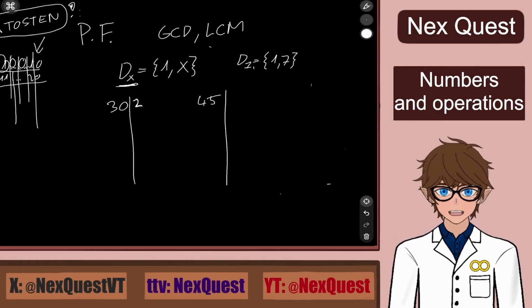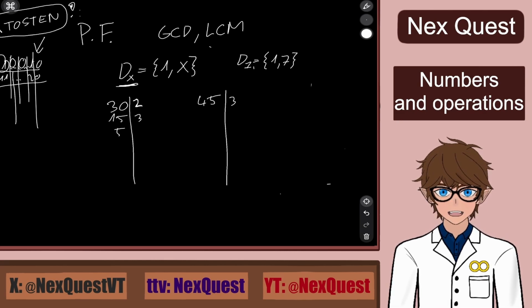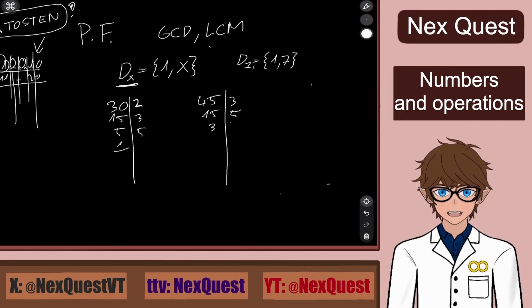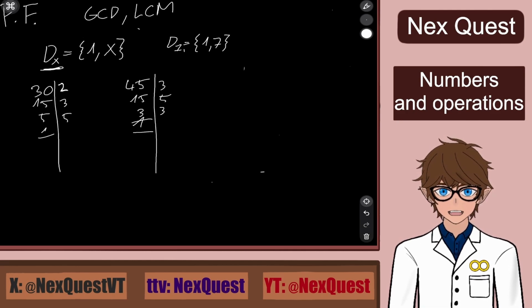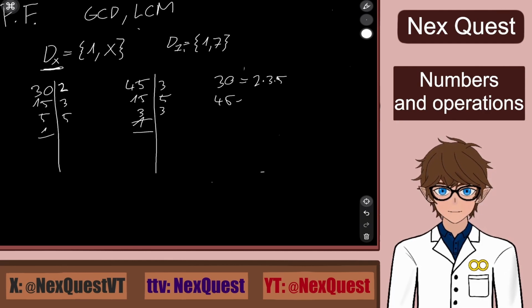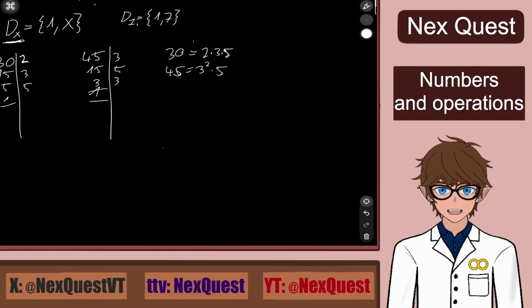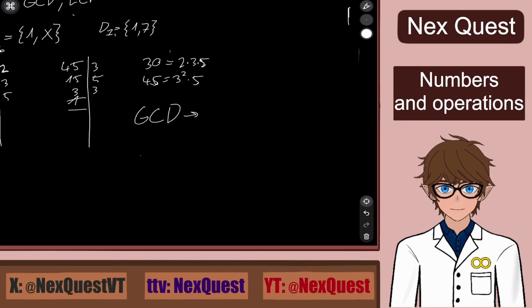So for 30 and 45, let's say 30 has 2, which gives us 15. Okay, these both have 3, so this 3, 3. 15 gives us 5, and 45 gives us 15. Since we were here before, we can do the 3, 5, 5, 5, 1, 1. And these are our prime factors. So we can write the number as 30 equals 2 times 3 times 5, and 45 equals 3 squared times 5.